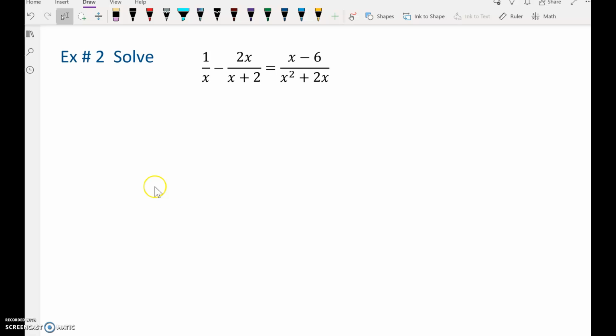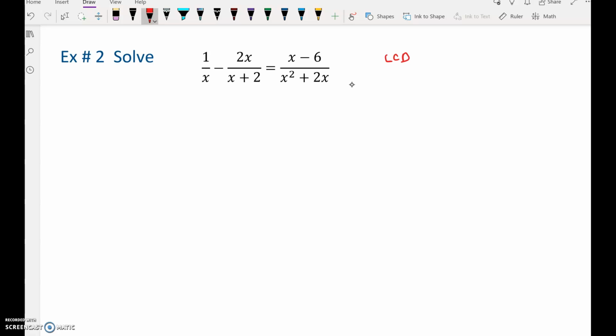Okay, so second example, we now have 1 over x minus 2x over x plus 2 equals x minus 6 over x squared plus 2x. So this is not as simple as the first example because you now have three sets of fractions. So when the equation is like this is when you need to use the least common denominator.